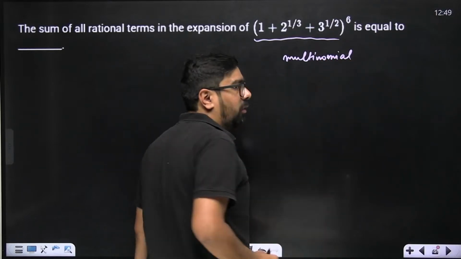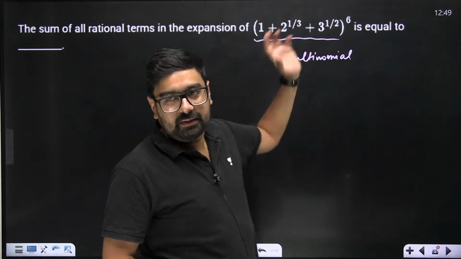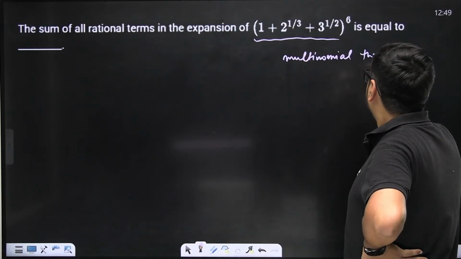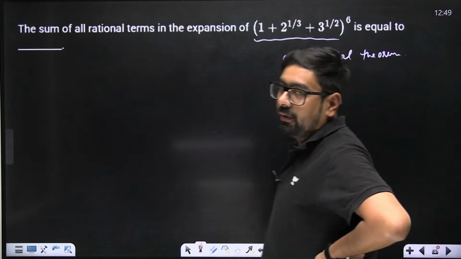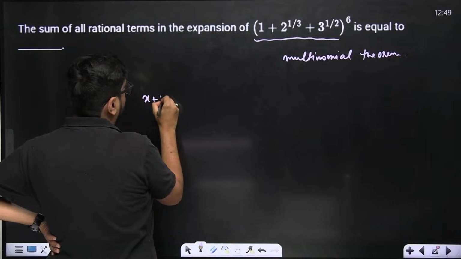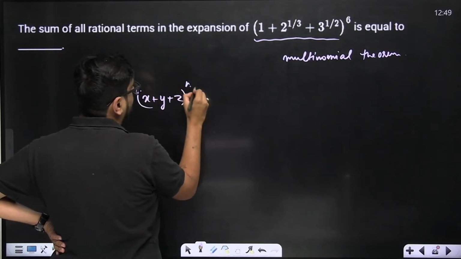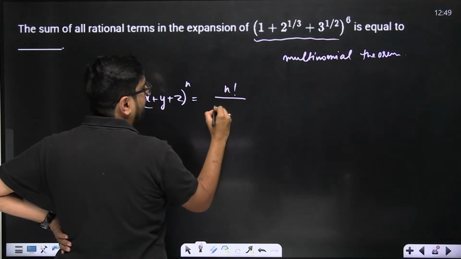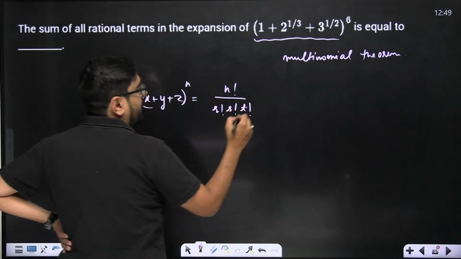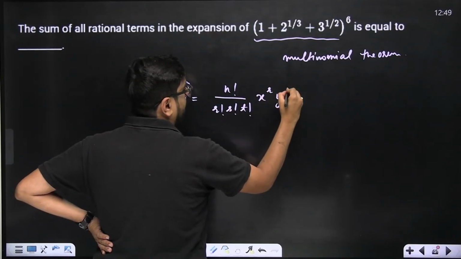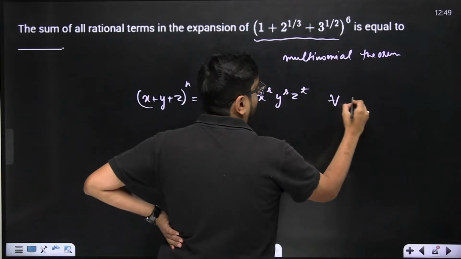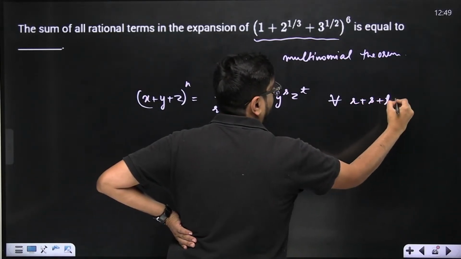Without the multinomial theorem also we can solve it by taking these two as one term and this as another term, but it will take a lot of calculation. So that is not the suggested approach of solving. Okay, what is the multinomial theorem? Simply, (x + y + z)^n is given by n factorial divided by r factorial, s factorial, t factorial, and here x^r, y^s, z^t will be there. And always r + s + t will be equal to n.